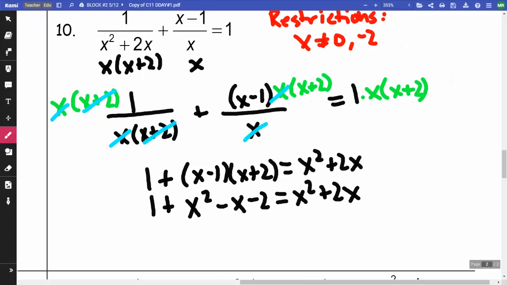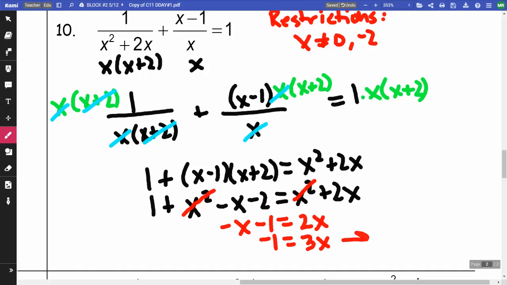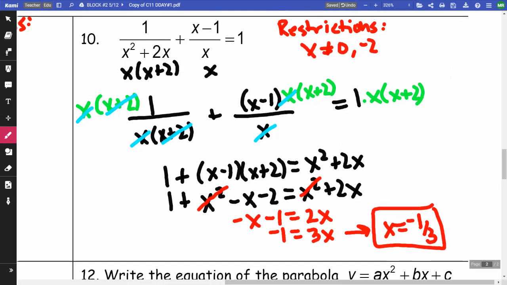So on this, the nice thing here is this actually is not even going to be a quadratic, because if I subtract x squared here and here, they're going to cancel out. So I'm going to end up getting a negative x minus 1 equals 2x. I can add my x to both sides, and when I add x, I get a 3x. And I am going to get that x is equal to a negative 1/3. And that is not one of my restrictions. So that is going to be my answer.